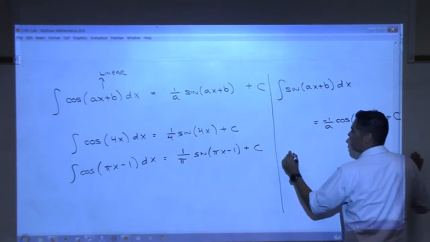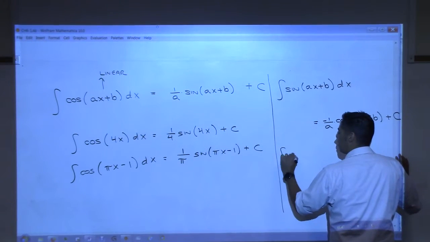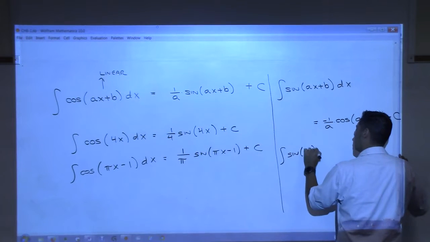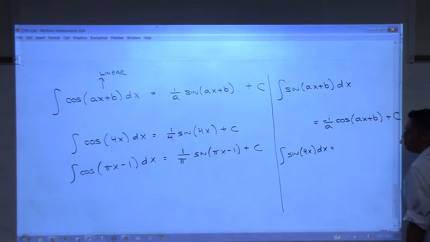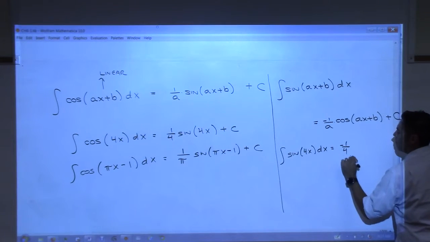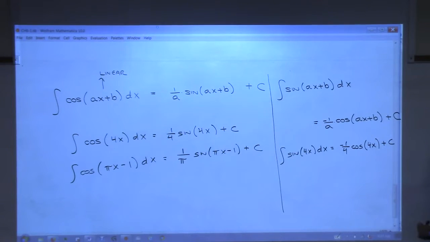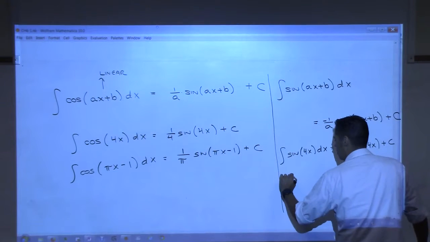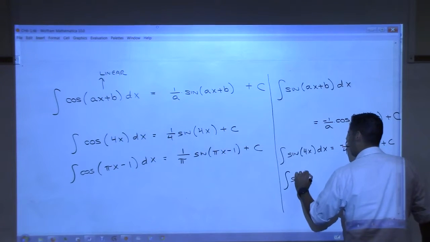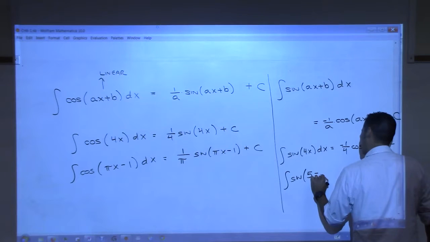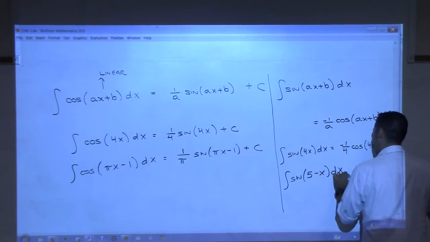So let's take a look at a specific example of this. The antiderivative of sine of 4x dx should be what? Negative 1/4 cosine of 4x plus c. So this will save us a lot of time later, not having to actually go and do a substitution if we just remember what happens, all right? I'll give you one more. What is the antiderivative of sine of 5 minus x dx? Be careful here.